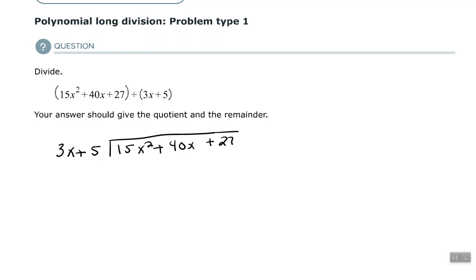And then from here, the process is the same as before. We will start off with our division step. We will divide the first term on the inside by the first term on the outside. So 15x squared divided by 3x. And you don't have to write this side work out if you don't need to. I'm just writing it out to show you. So 15 divided by 3 is 5, and then x squared divided by x is x, using our quotient rule. So that's what goes up top, 5x.